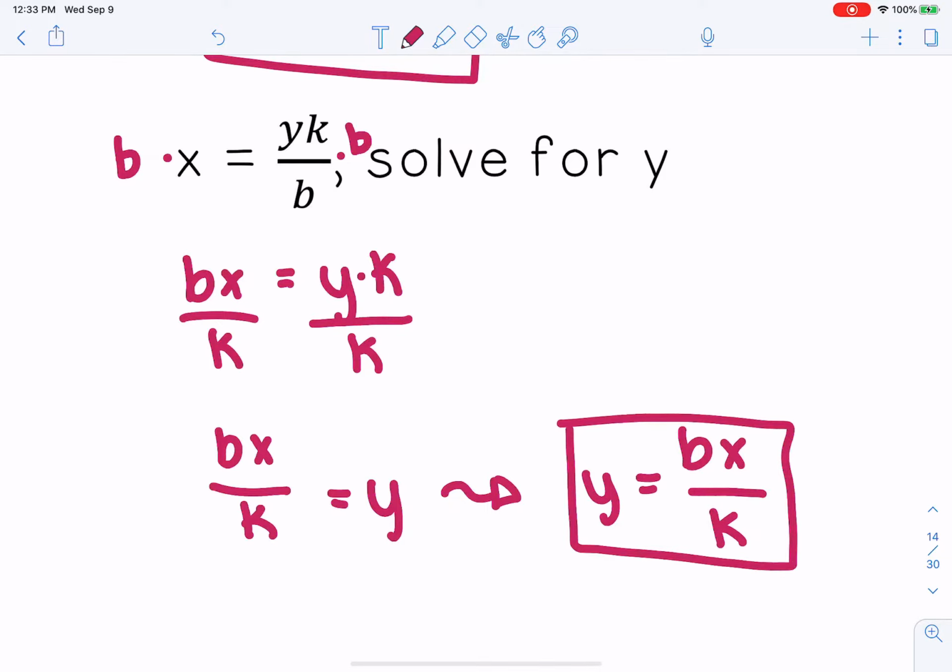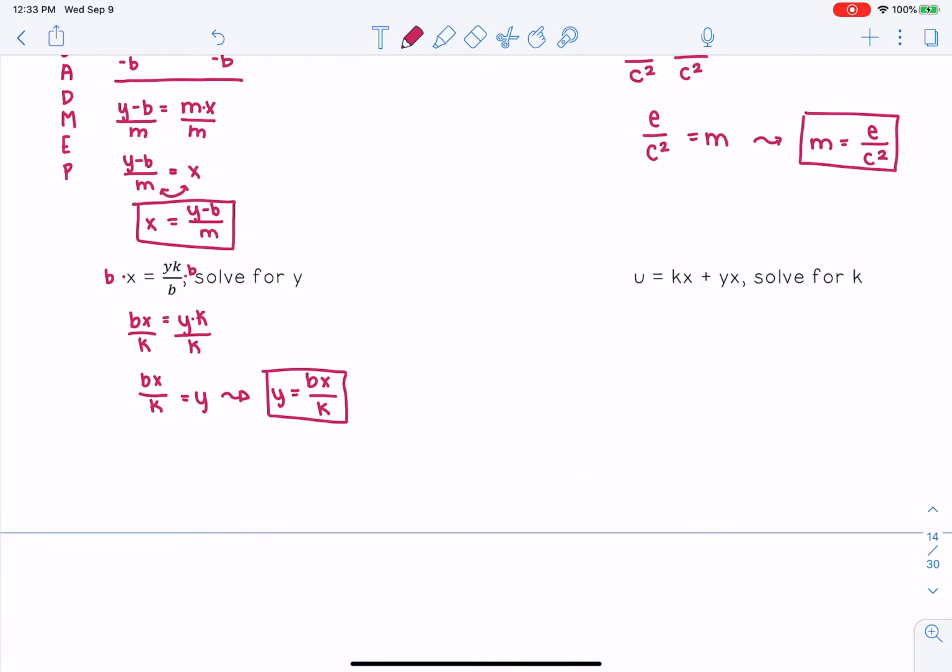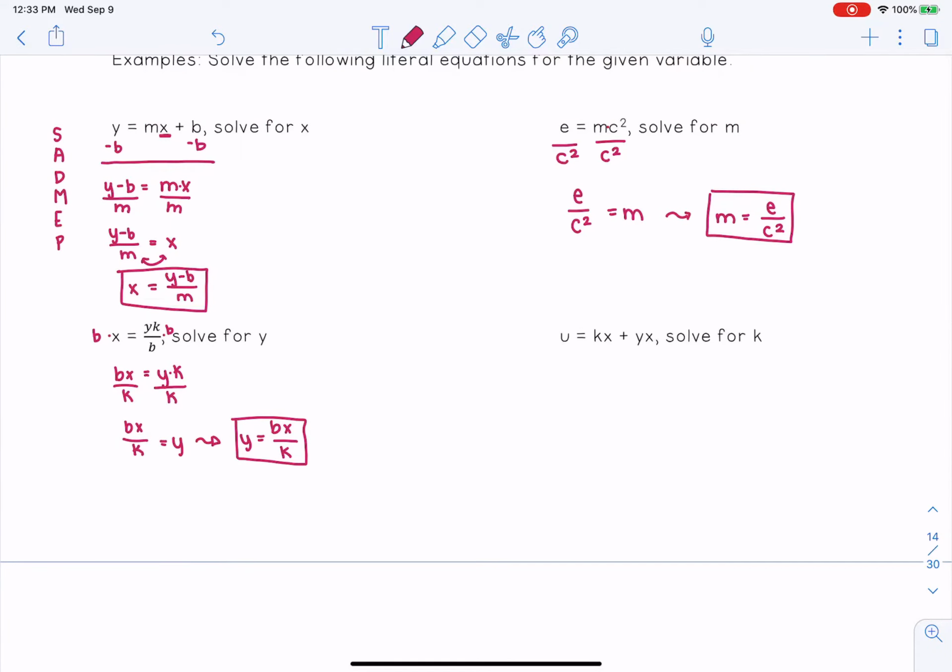So when you think about it, you already know how to solve these equations, and they're actually a little bit easier because you don't need a calculator to simplify numbers or subtract or multiply.